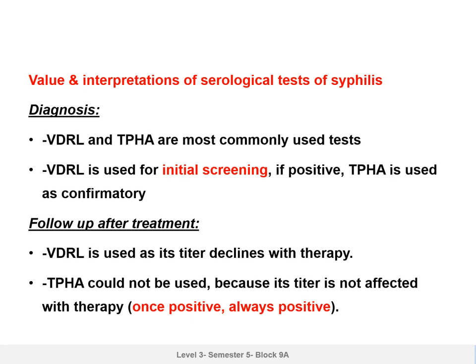Regarding the value of serological tests of syphilis, VDRL and TPHA are the most commonly used tests. VDRL is used for initial screening, but it is not conclusive. So if it is positive, we will do TPHA, which is used as confirmatory. For follow-up after treatment, VDRL is used as its titer declines with therapy. TPHA cannot be used because, again, a specific test once positive is always positive.